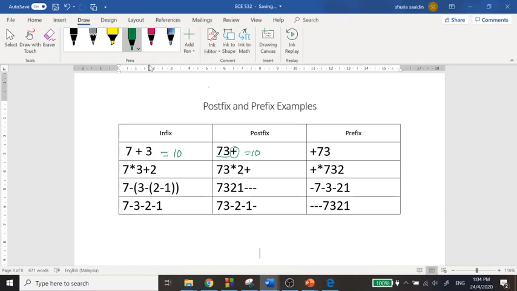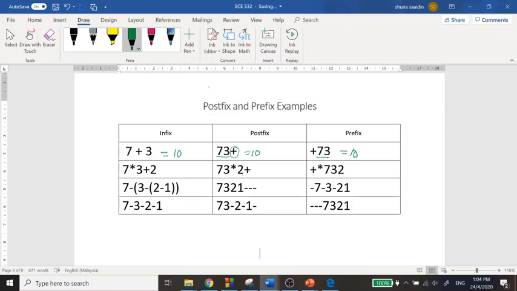When you reach the plus sign, you have to go back to the previous 2 operands. The previous 2 is this one, 7, 3. So this 7, 3, you perform the plus operation. So you get 10. This first example is quite simple, because we only have 2 operands and 1 operator. But if we have 2 operators and 3 operands, like example 2.